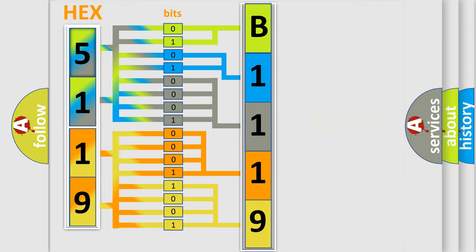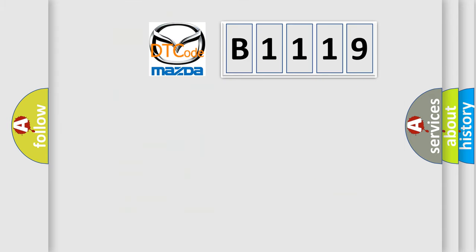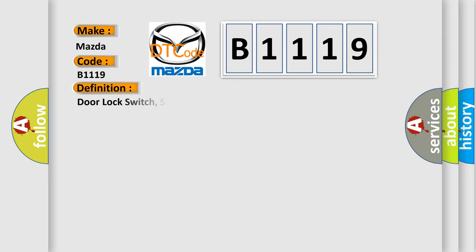We now know in what way the diagnostic tool translates the received information into a more comprehensible format. The number itself does not make sense to us if we cannot assign information to what it actually expresses. So, what does the Diagnostic Trouble Code B1119 interpret specifically for Mazda car manufacturers? The basic definition is: door lock switch, signal too low.